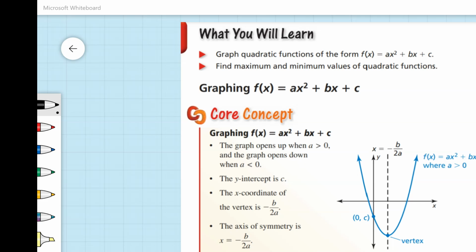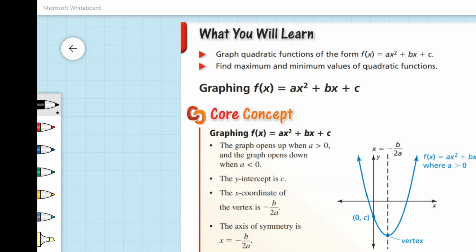C will determine our y-intercept. So any quadratic in the form ax squared plus bx plus c, that c value will tell us our y-intercept. So it will be at 0, c. The x-coordinate of our vertex will be at negative b over 2a, so we can calculate that. And that means that our axis of symmetry will be x equals negative b over 2a. So we're going to look at an example of this.